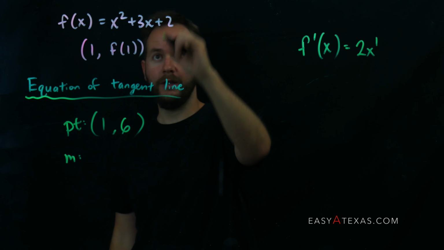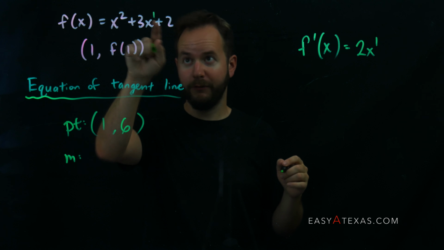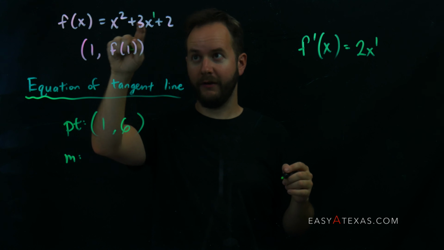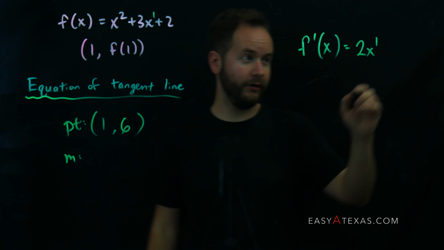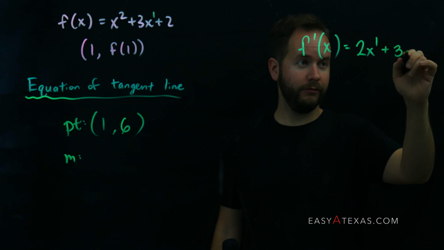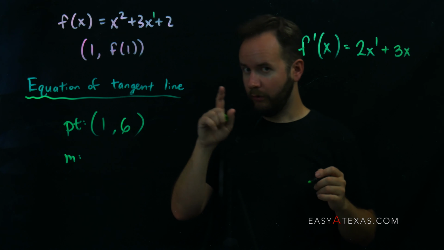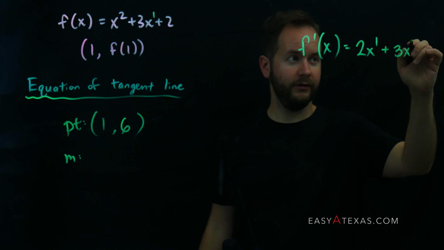Same thing goes for 3x. If we could say that 3x is being raised to the 1 here, we're going to bring that 1 down in front as a coefficient, times the 3 that's already there, is going to give me plus 3 times x to the, well, remember, we have to reduce the power by 1, so it's going to be to the 0.